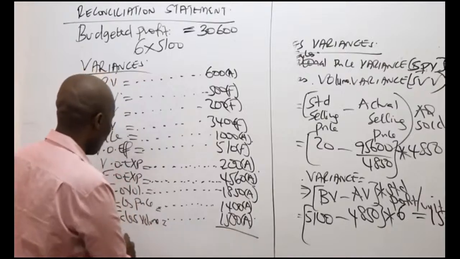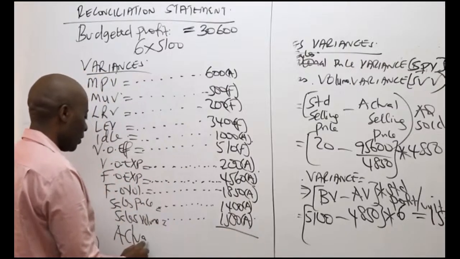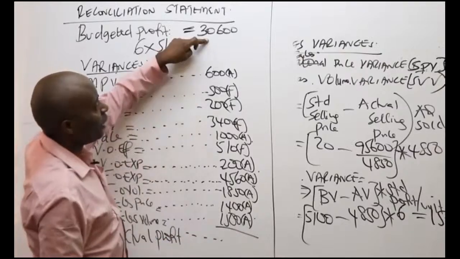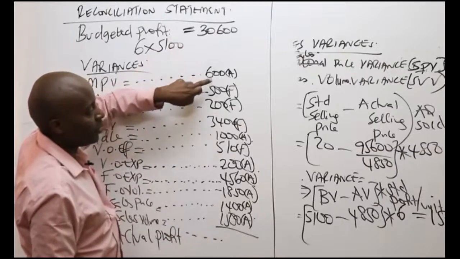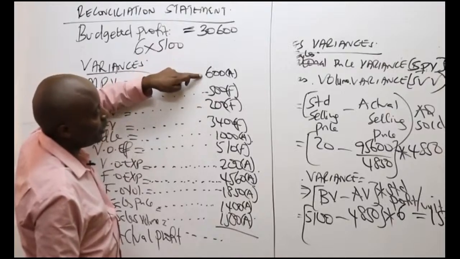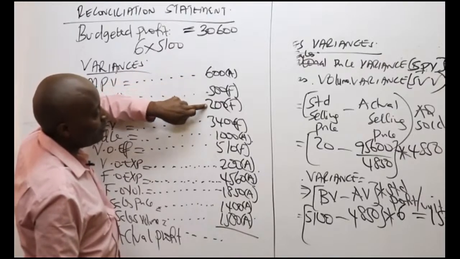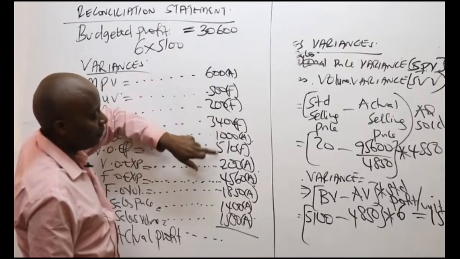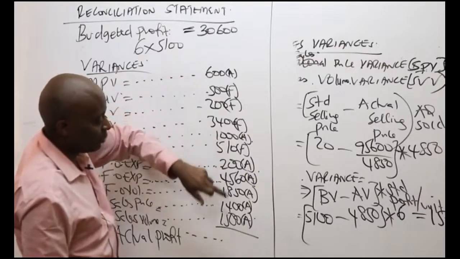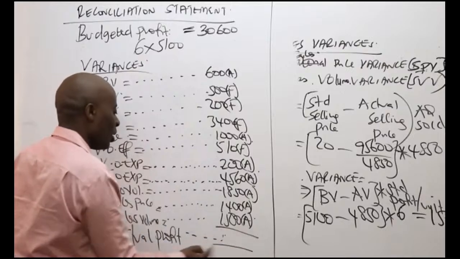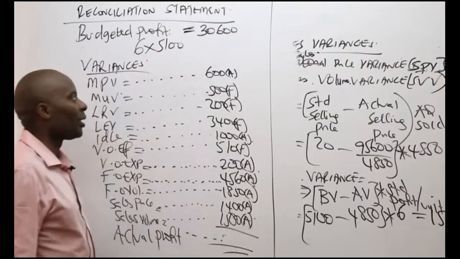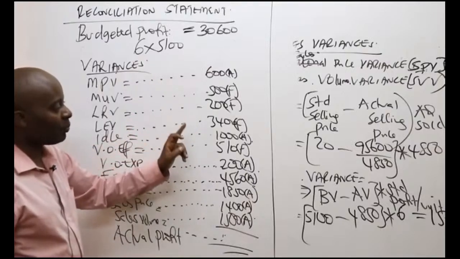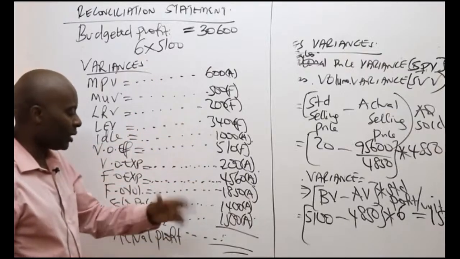So please, we have our actual profit. Starting from 3,600 minus 600, plus 500, plus, because they are favorable, plus, minus, plus in your calculator, then minus, minus, minus, minus, minus. And then you'll be able to give us our actual profit down here. Give us a figure.